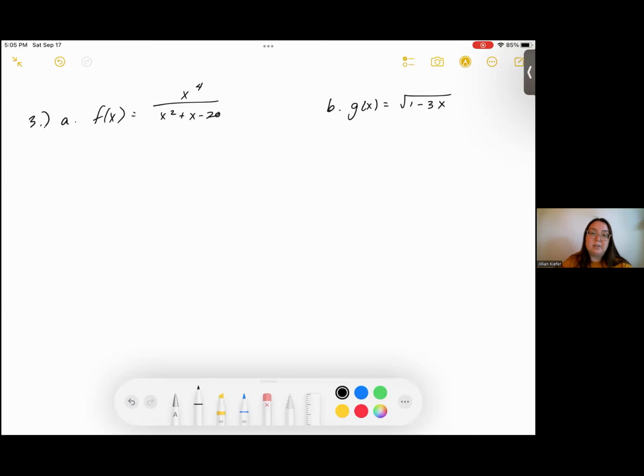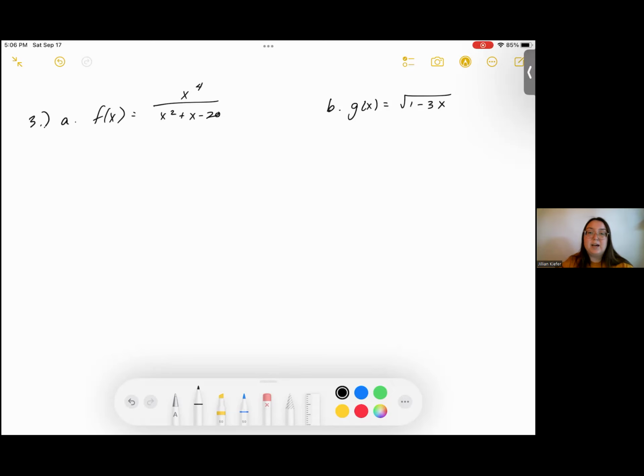Now, if we remember back from section, I believe it's 2.1, when we learned about domain, we learned about the two things that can really mess up domains. Because typically domains are just negative infinity to infinity, and it's two specific types of functions that would change that fact. Those would be fractions that have an x in the denominator, so these are called rational functions. And what we have in part B here, g of x is equal to the square root of 1 minus 3x, square roots, because you cannot take a square root of a negative number at this point in our class.